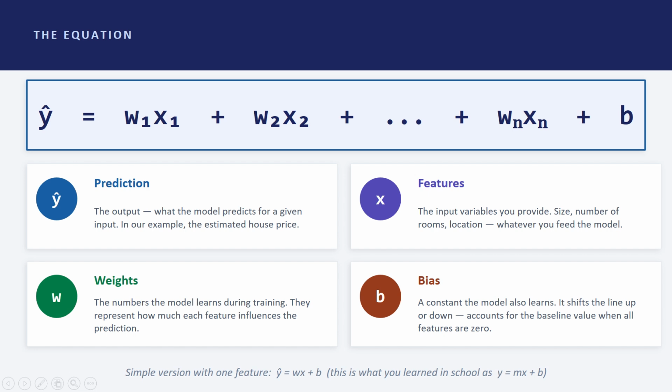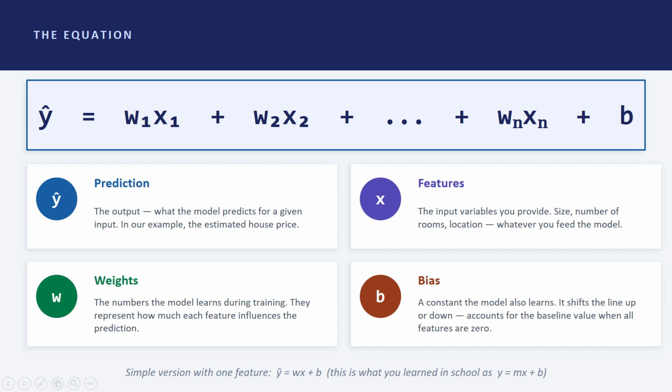W values are the weights. These are the numbers the model learns during training. Each weight tells the model how much that particular feature influences the prediction. A high weight on median income means income is a strong predictor of price. B is the bias, a constant that the model also learns. Think of it as a starting point. It shifts the entire line up or down to best fit the data.